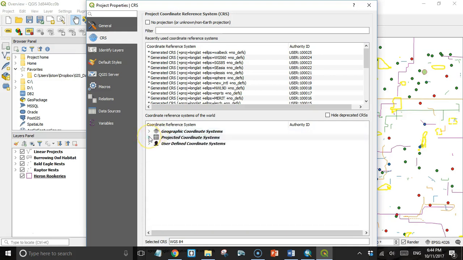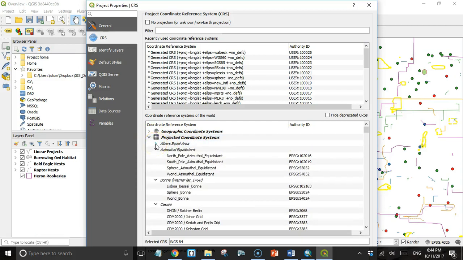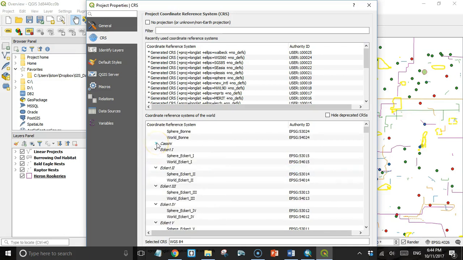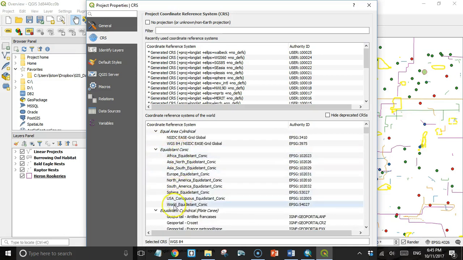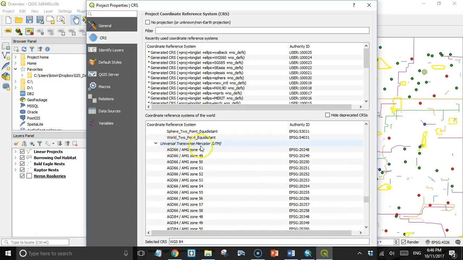So we don't have to have so many specific for different places on the Earth's surface. Under projected coordinate systems, the next division is the projection. So we have Albers equal area, azimuthal equidistant, Cassini, I'm not sure what that one is, equidistant conic, so there's a bunch of different projections in here. And one of those projections is Universal Transverse Mercator, or UTM. And then within UTM, they're organized by datum.